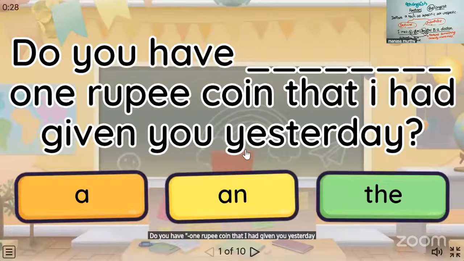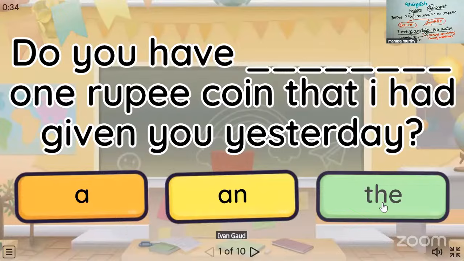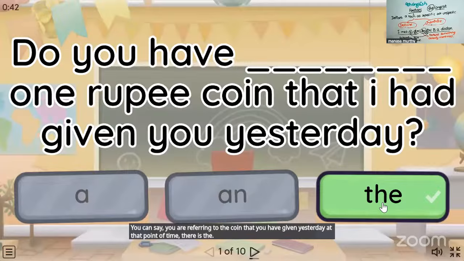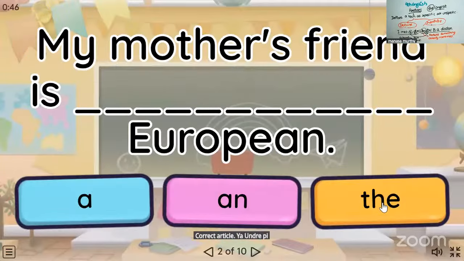ನಿನ್ನೆ ಕೊಟ್ಟಿರೋ 1 rupee coin ನಿನ್ನ ಹತ್ರ ಇದೆಯಾ? So the context is already been mentioned. ಇವಾಗ ಯಾವುದೋ ಒಂದು, do you have a 1 rupee coin? You are referring to the coin that you have given yesterday. At that point of time, the is the correct article. When you are referring to a specific one, you use the article.